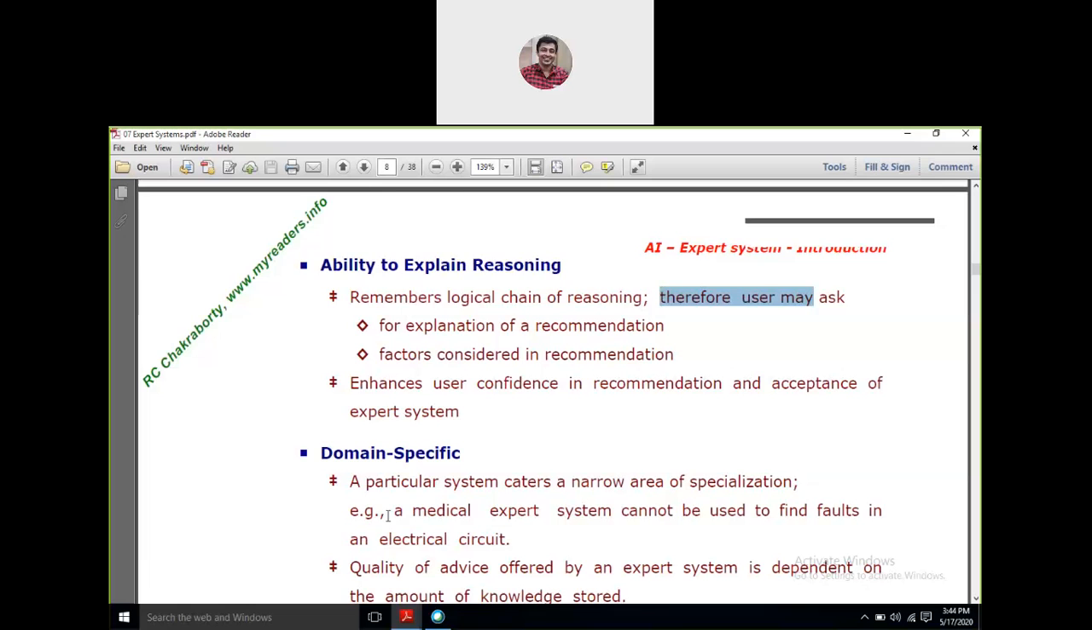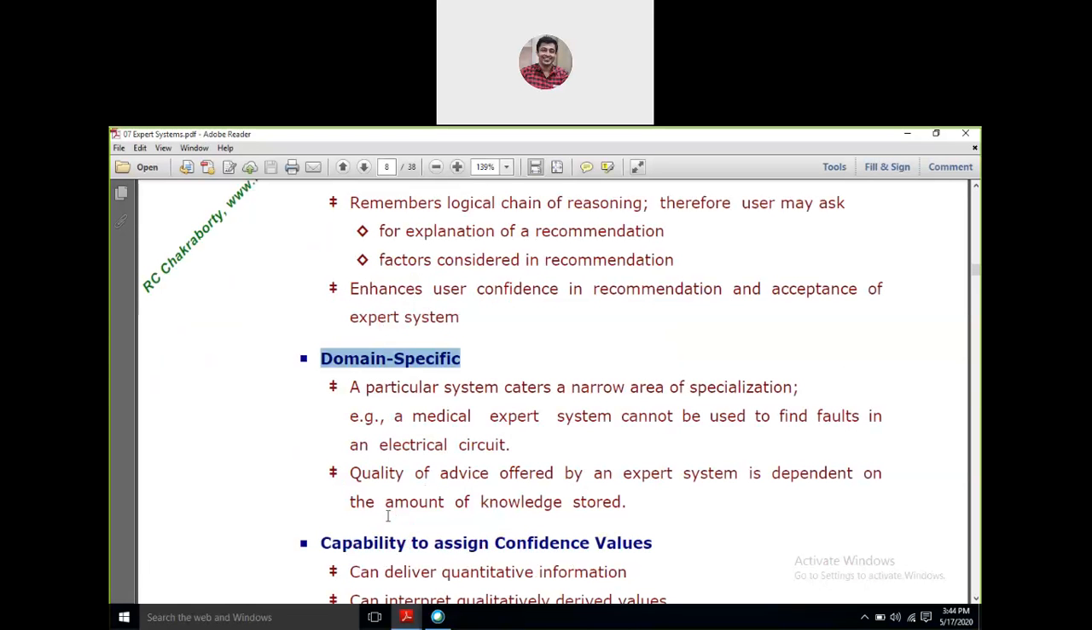Then it is always domain specific. Any expert system that you see is always domain specific, like an expert system for medical purposes, or an expert system for some kind of financial decision making, or for some other information where there is a particular domain, right? Many times this has happened. Okay, I'll talk about this after a few more minutes.